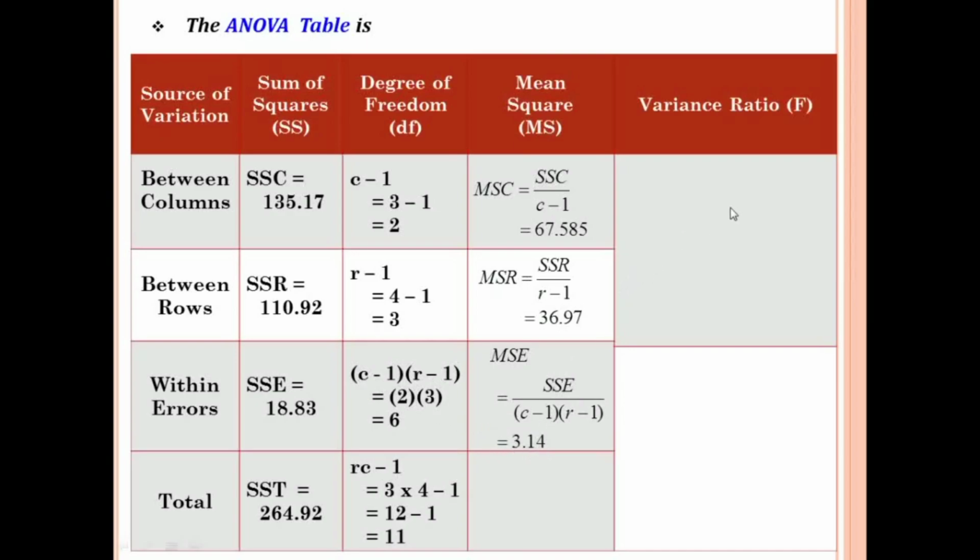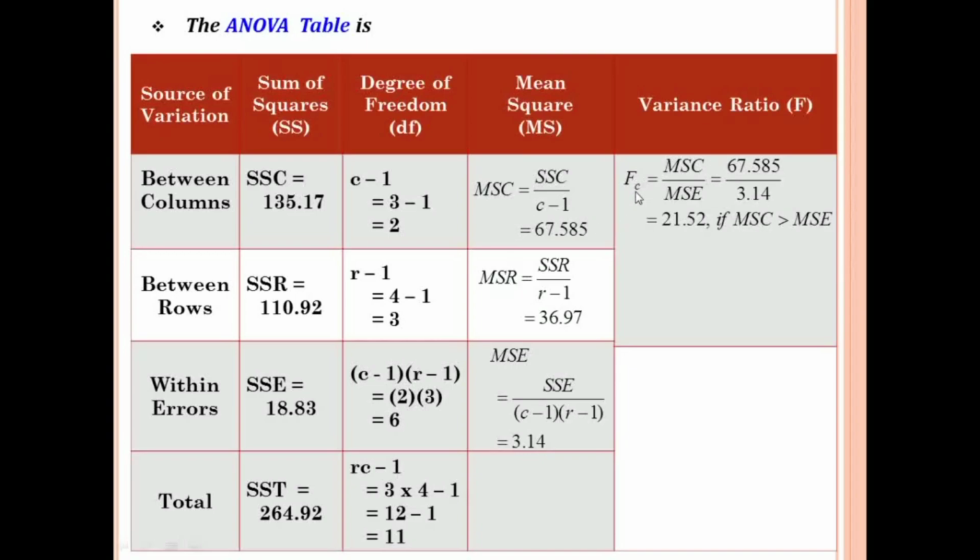Next, we find the variance ratio. Listen very carefully. What is the difference between ANOVA test 1 and ANOVA test 2? In ANOVA test 1 we are discussing only between columns. In ANOVA test 2 we consider both between columns and the rows. So the variance ratio we also find 2 times. One is column wise, another one is row wise. Okay, so what is the column wise formula? FC equal to MSC by MSE, otherwise MSE by MSC.